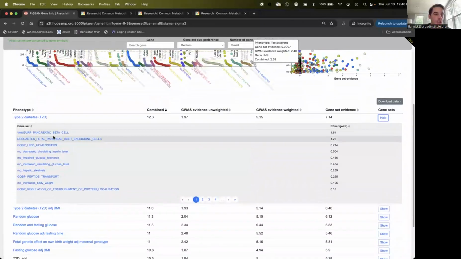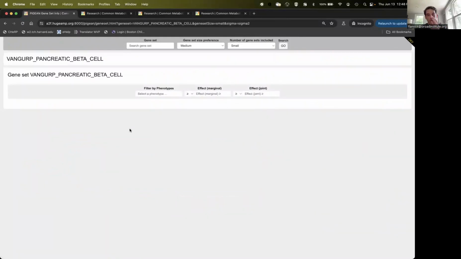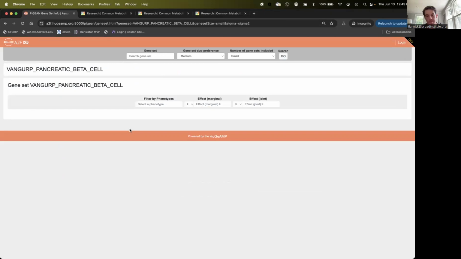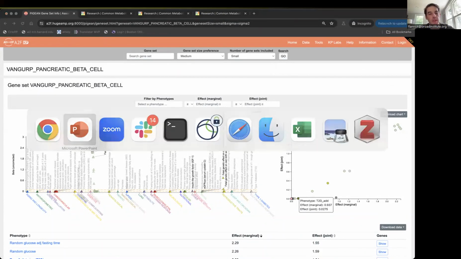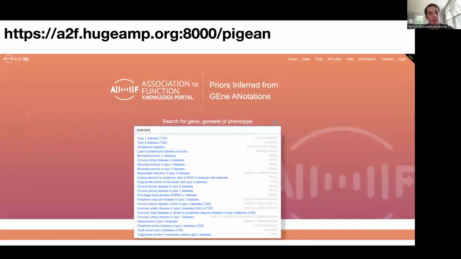And then there's a gene set page that, if you click on that, will give you a PheWAS of that gene set across all of the phenotypes. And again, you'll get this plot of marginal versus joint. The higher marginal are those where there's some relevance to the trait. The joint is whether it's significant after controlling for all of them. So those are the main three pages on the portal that you can play around with.